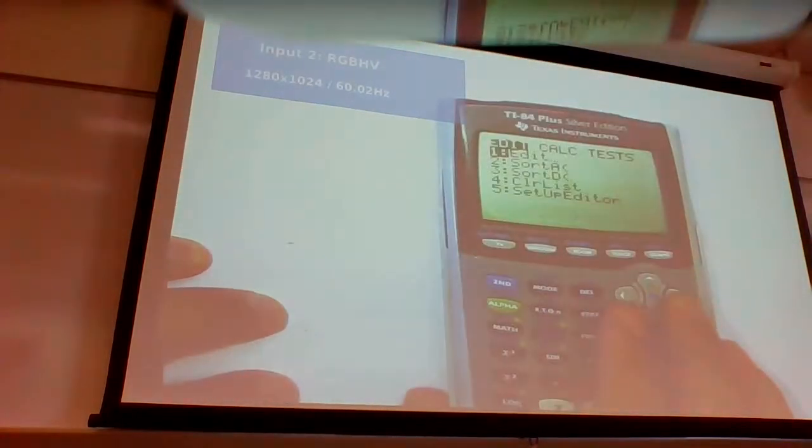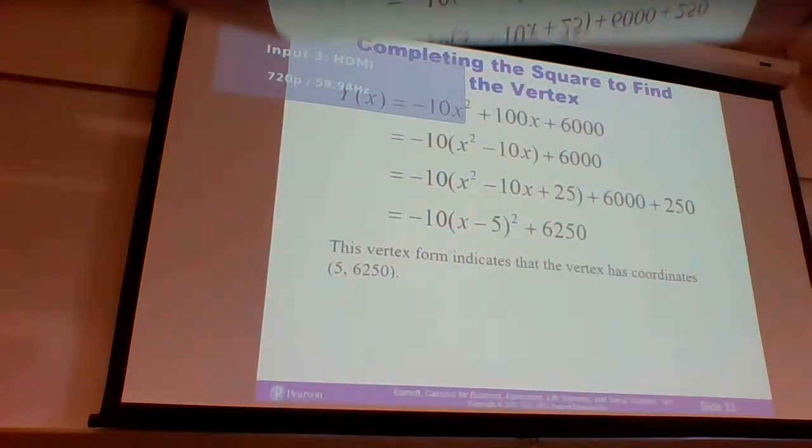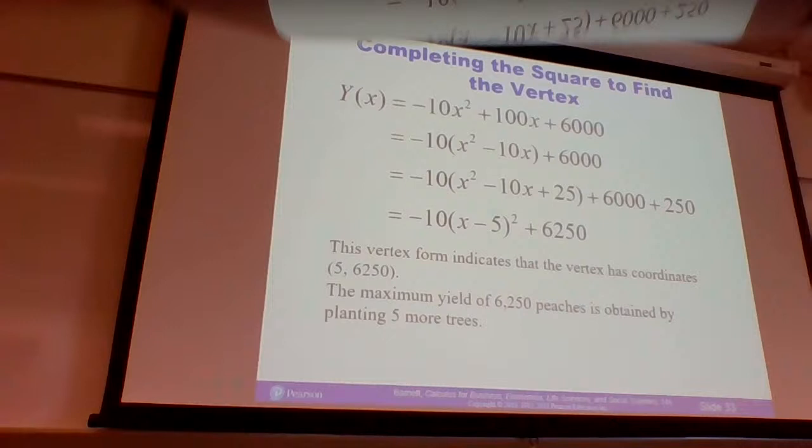So, in the calculator, I go to stat, program, quad form, enter. What's A? Negative 10. What's B? 100. What's C? 6,000. And what is my vertex? 5, 6250. It also gives me solutions. What are solutions again? X-intercepts. Okay? Again, this is just for practice. The more we do, the better we get at it. So the maximum yield of 6,250 peaches is obtained by planting 5 more trees. Maximizing will be the vertex.